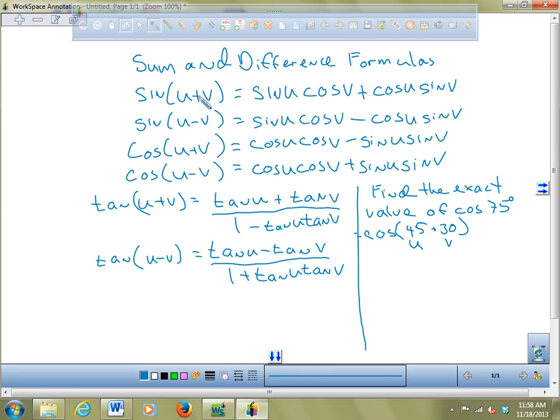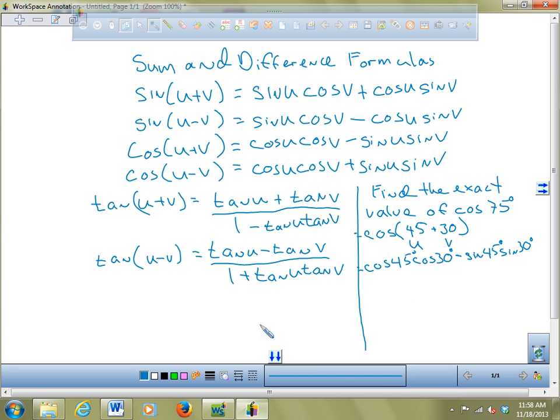And then you just plug into the cosine addition formula and you simplify. That's all you have to do. So you're going to plug into this one. So this is equal to the cosine of 45 times the cosine of 30 minus the sine of 45 times the sine of 30. And then you just simplify that expression.